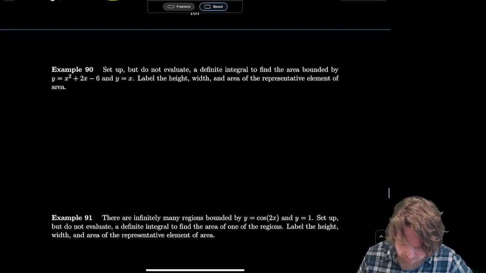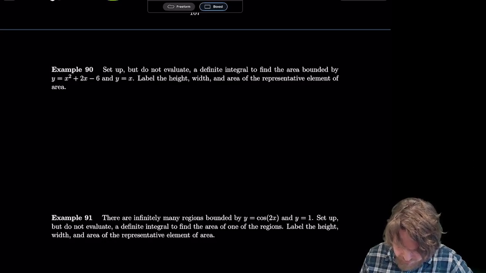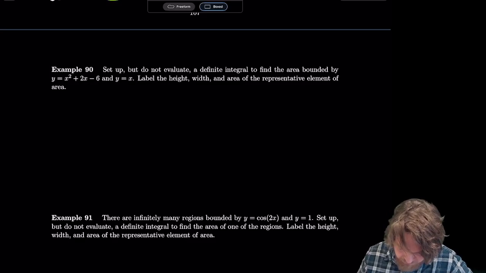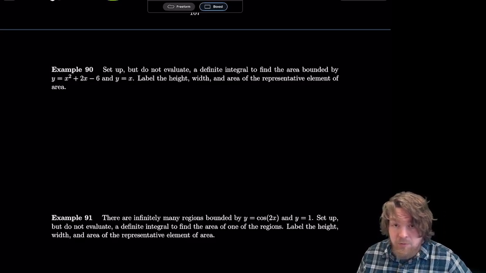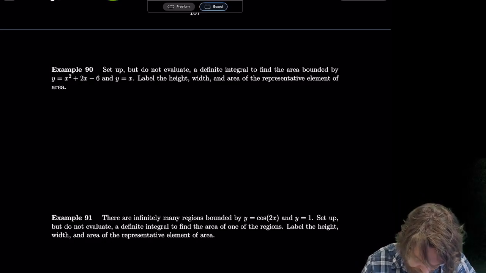Example 90 from our notes says set up but do not evaluate a definite integral to find the area bounded by y equals x squared plus 2x minus 6 and y equals x. We want to label the height, label the width, and find the area of the representative element of area. All right. So I think the best place to start any of these problems is probably with a picture. So let's draw some sort of picture.